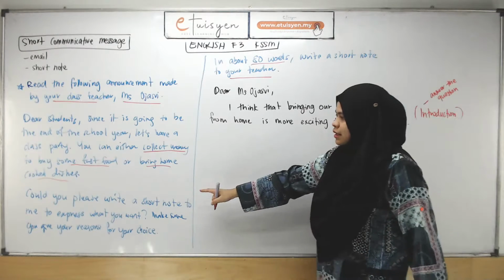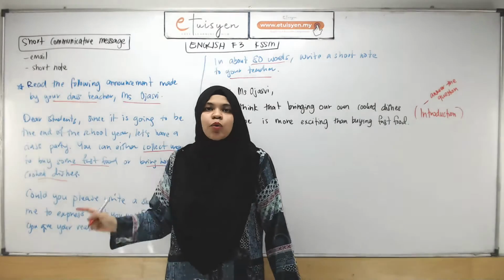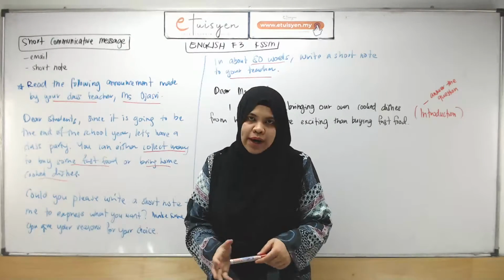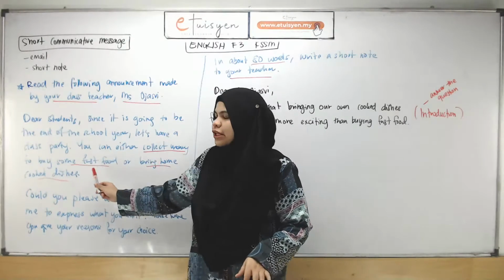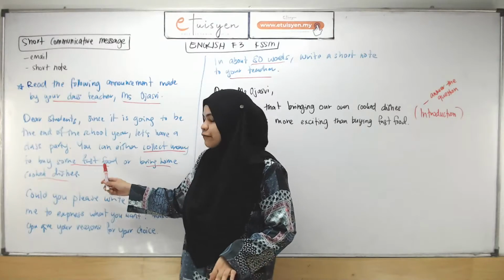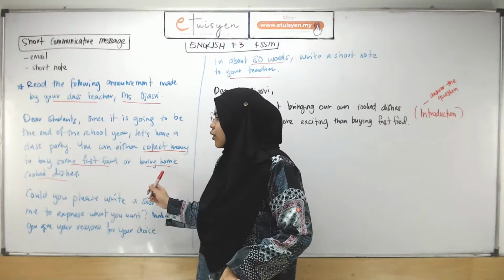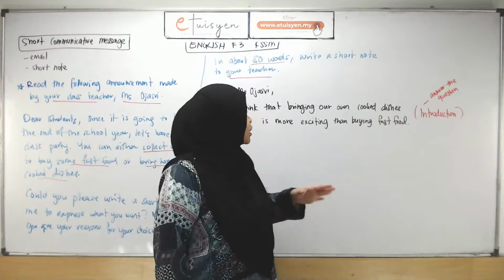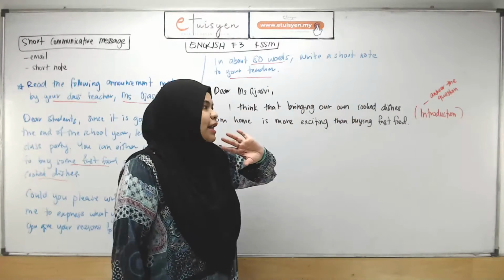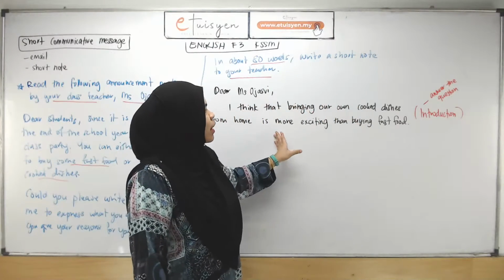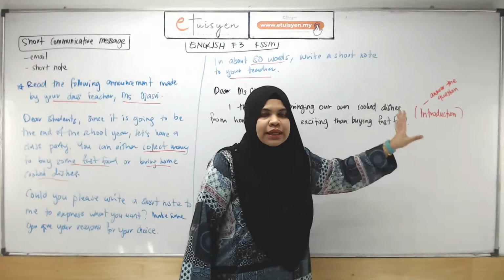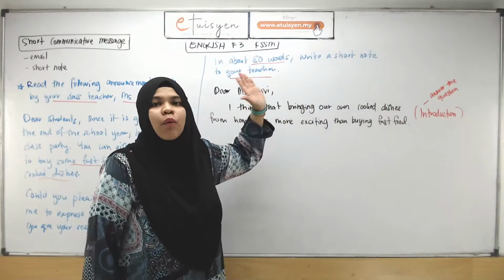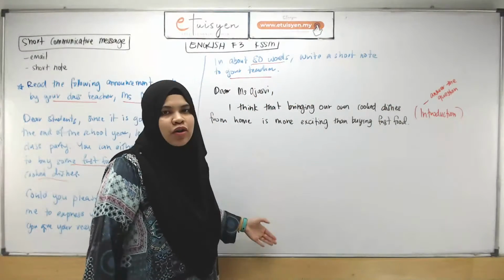Okay, so here the teacher is asking you what choice you want. So either you're going to collect money to buy some fast food, or you're going to buy some fast food, or you're going to bring home cooked dishes. I chose home cooked dishes. Yeah, and then I say that home cooked dishes is more exciting than buying fast food. Now this is my choice. Now why? So I'm going to put it in the content.